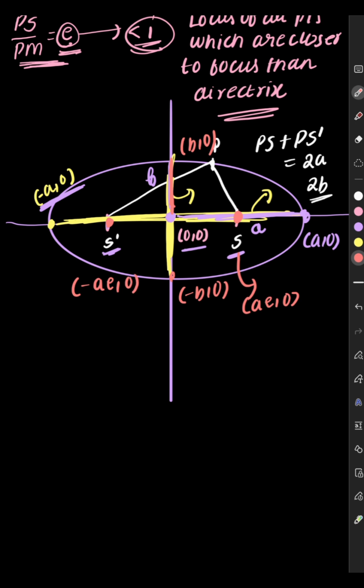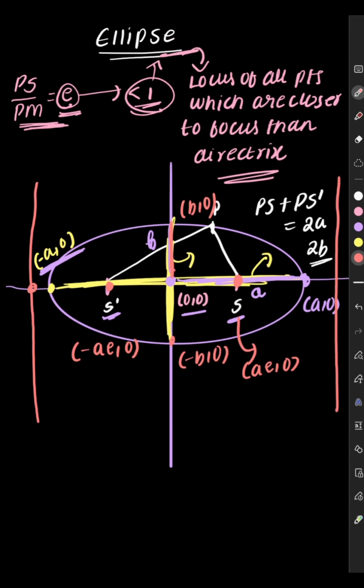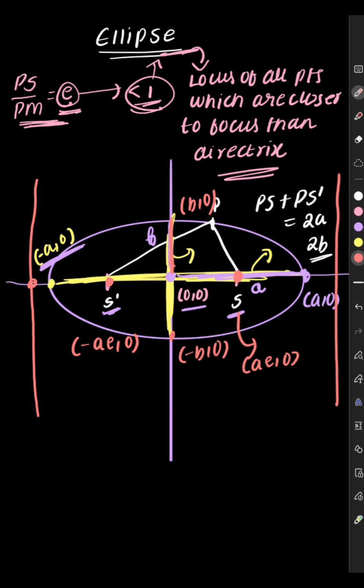Now we're going to learn the directrix equation. Let me just show that as well. The equation of the directrix, now we're talking about a horizontal ellipse here, is going to be x equals plus or minus A by E. We're going to have two directrices, two foci as well. So this is x equals minus A by E. This is x equals A by E.